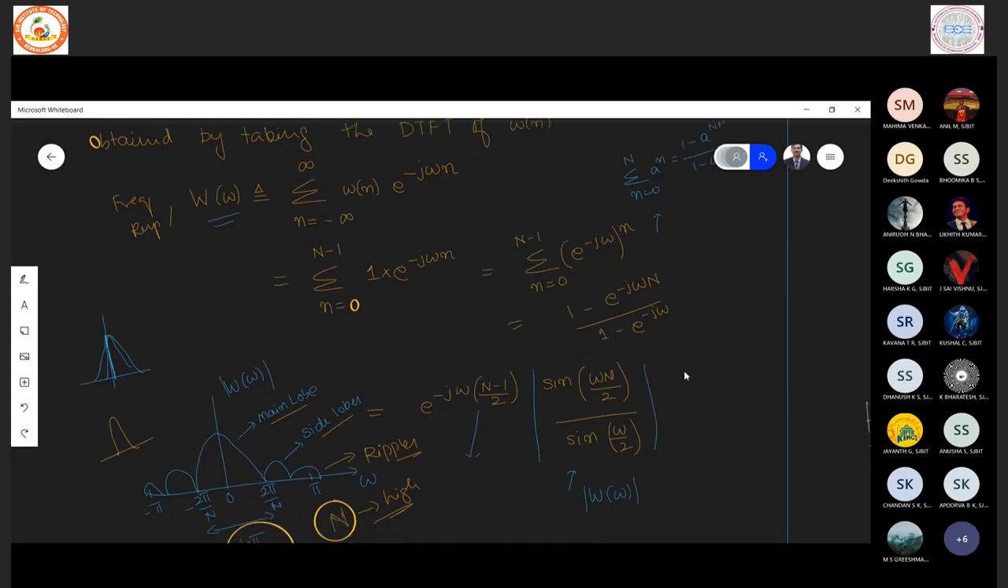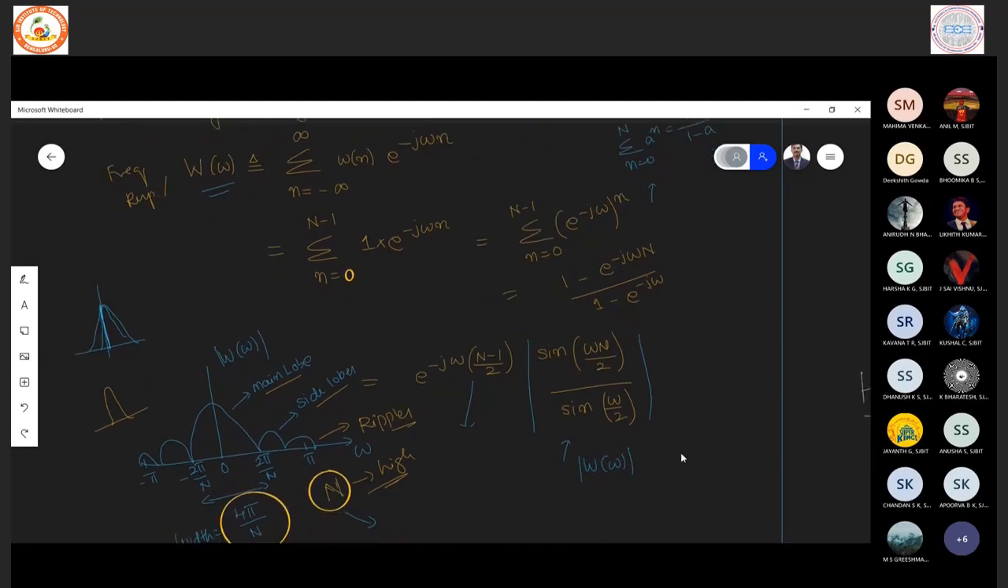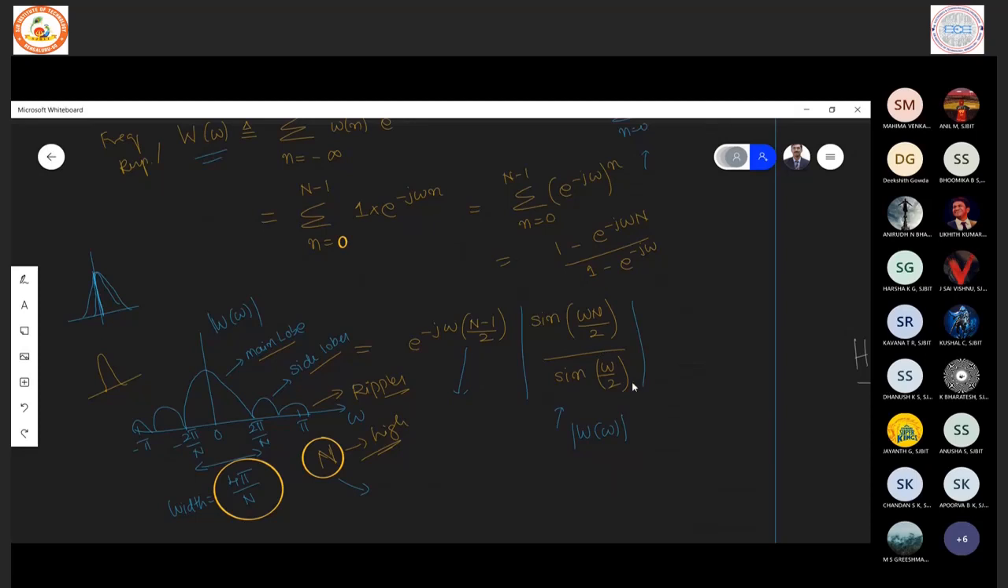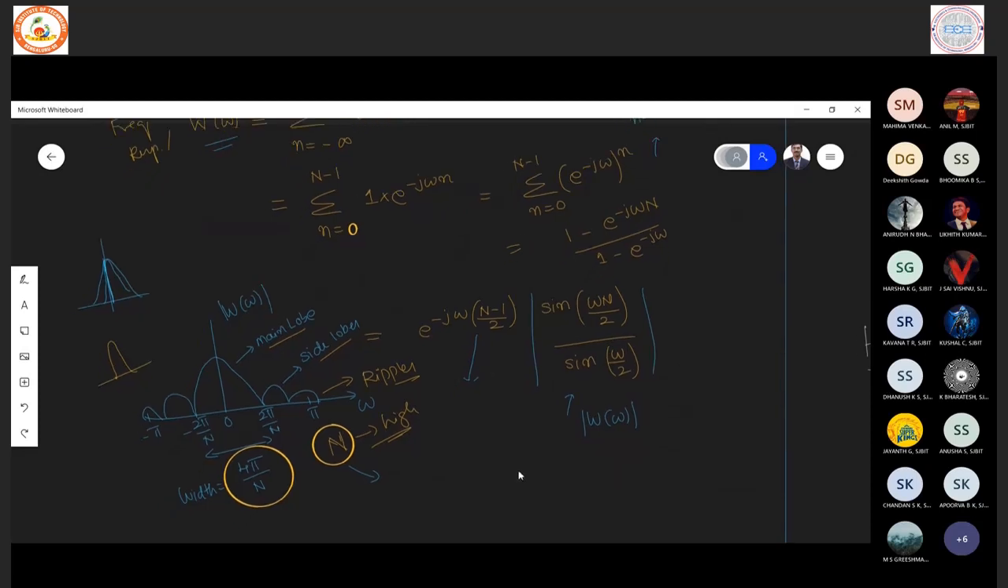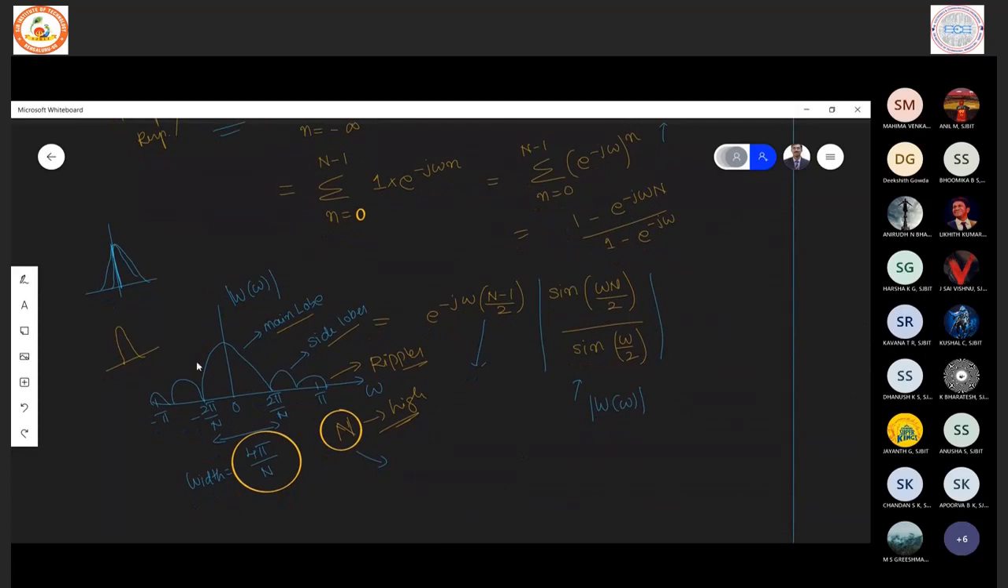If we take its magnitude, then it is this sine by sine, the frequency response of a rectangular window. When you plot it, it looks something like this. We have the magnitude of W of omega shown here. If you plot it, you will have one central main lobe, called the main lobe, and on the side we'll have side lobes. These side lobes are unwanted. We can call them ripples, like ripples in the water. Similarly, here we have ripples.